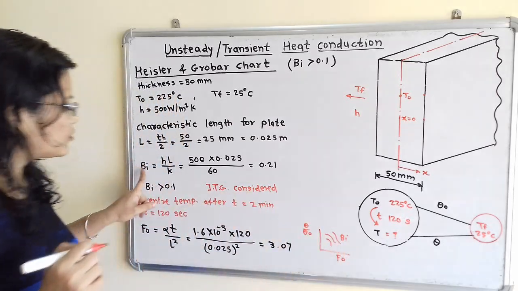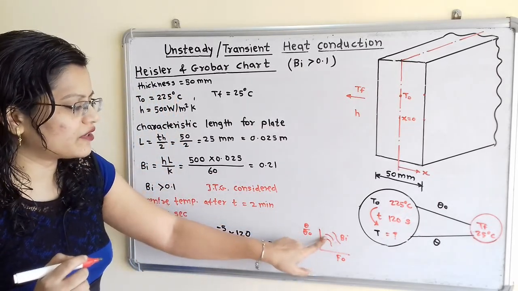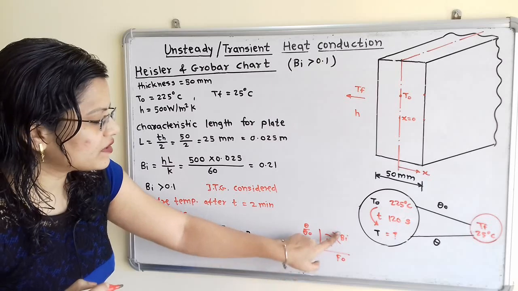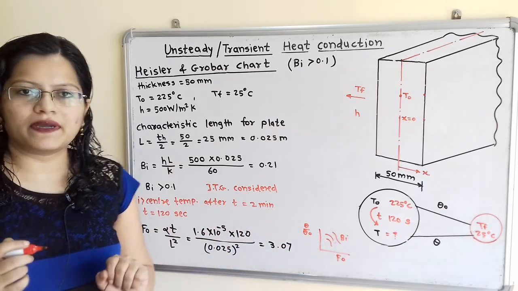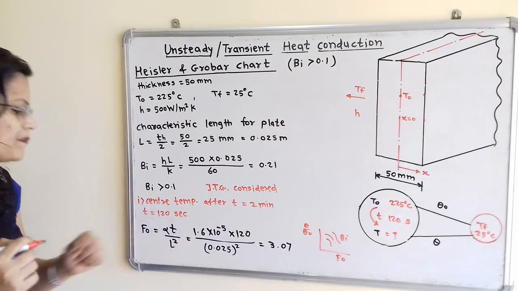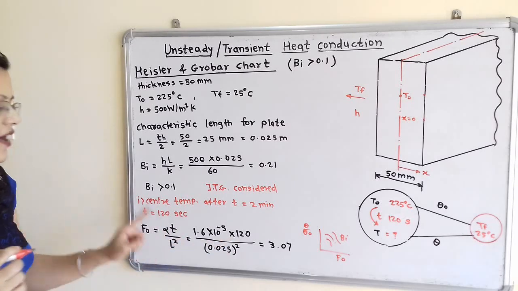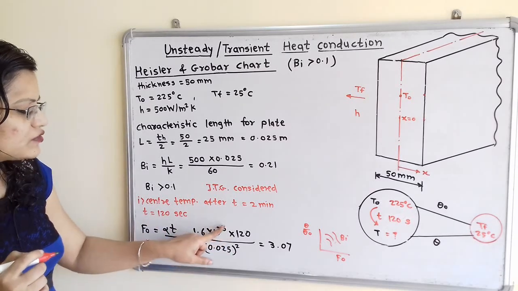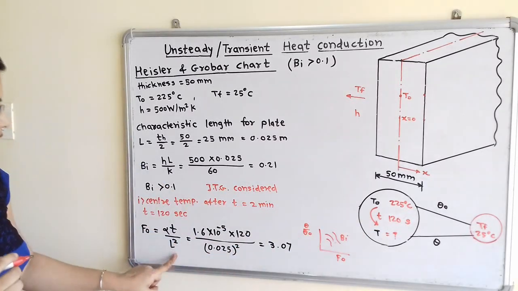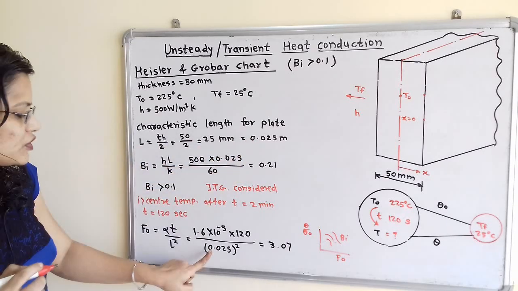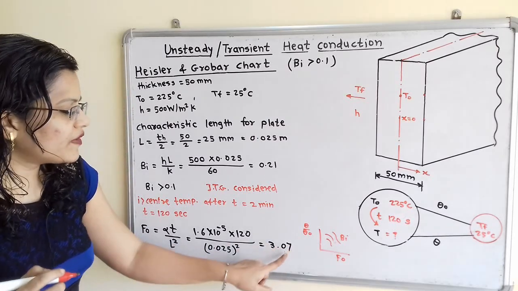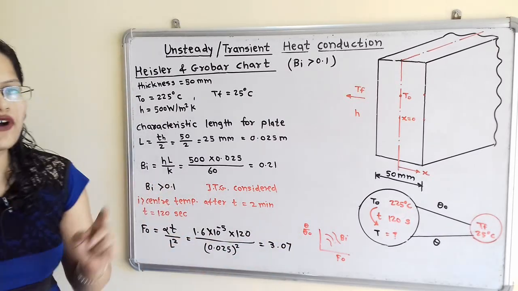So Biot number is known, that is 0.21. So we can easily find out here the values. But Fourier number we have to calculate, and then with the help of Fourier number and Biot number we can select the value of theta by theta 0. So what is this Fourier number? So Fourier number is equal to alpha t by L square. Now here t is time. Alpha is also given, 1.6 into 10 raised to minus 5 meter square per second. Time, that is 120 seconds, and L that is the characteristic length, that is 0.025 square. So which is equal to 3.07. Now we will find out the value of theta by theta 0 with the help of graph.